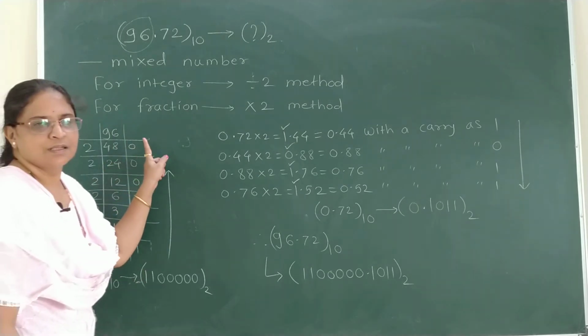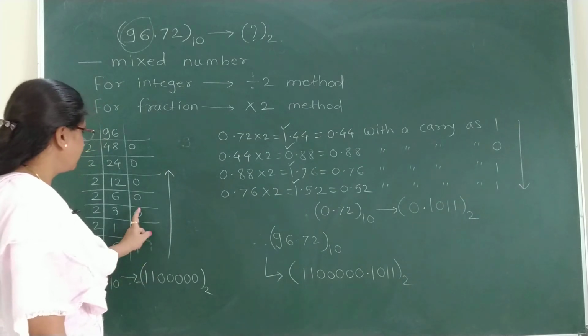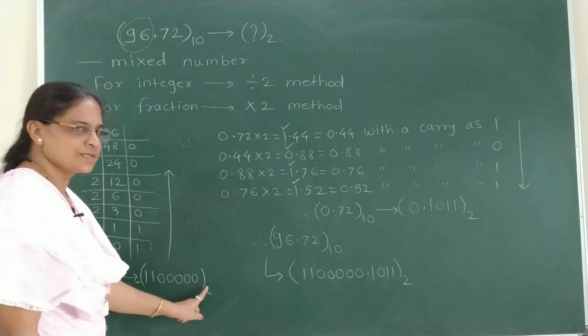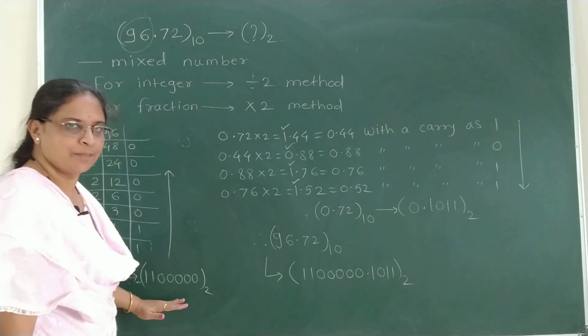How to write the answer? That is reverse order, bottom to top. Here it becomes double 1, then 5 times 0. So this is the equivalent of 96 to the base 10 in binary.